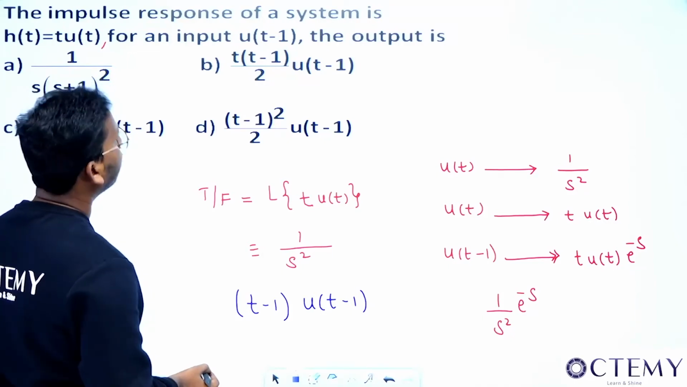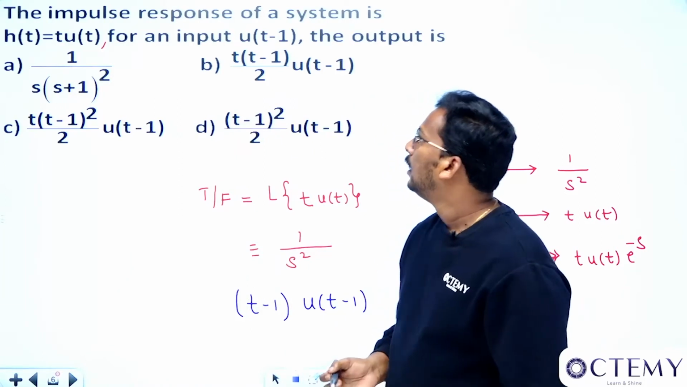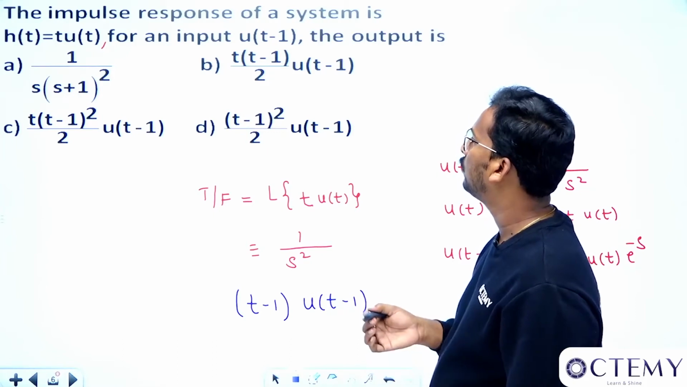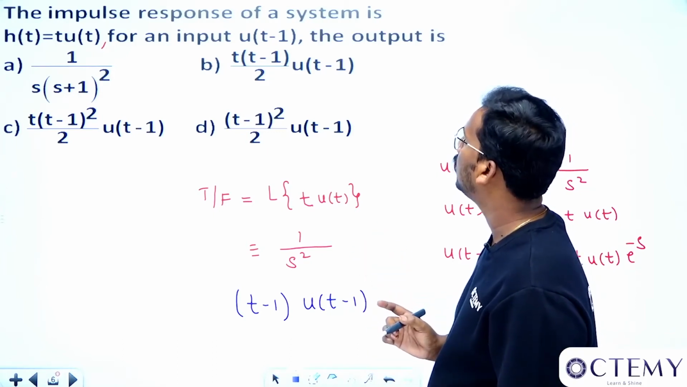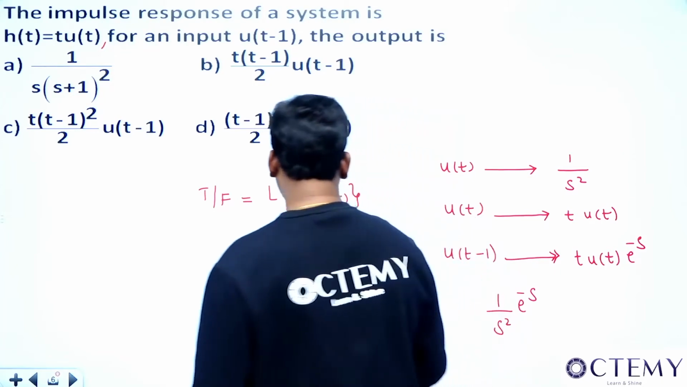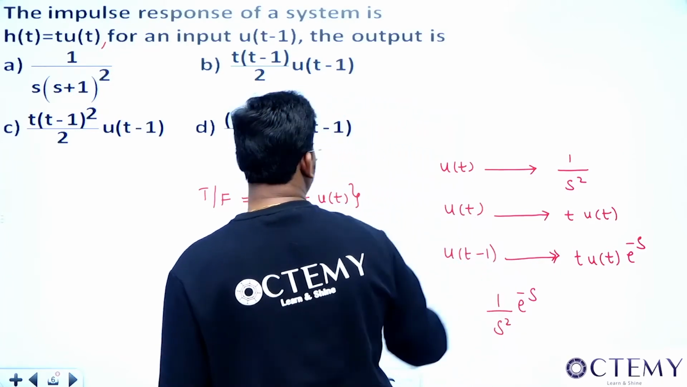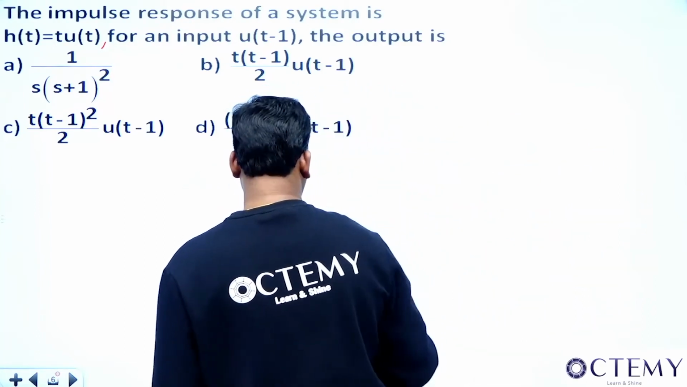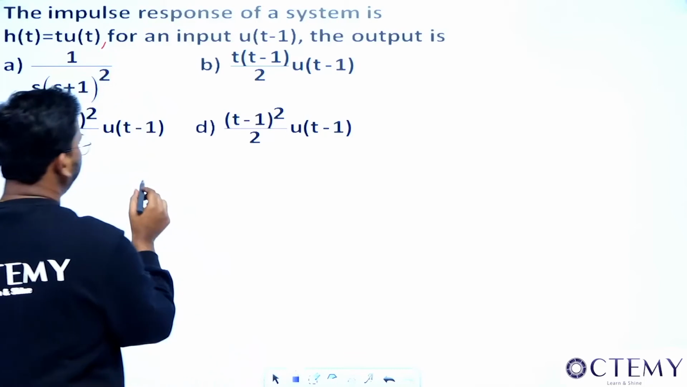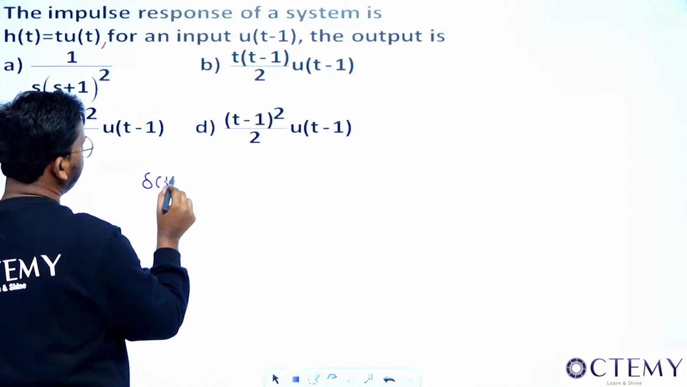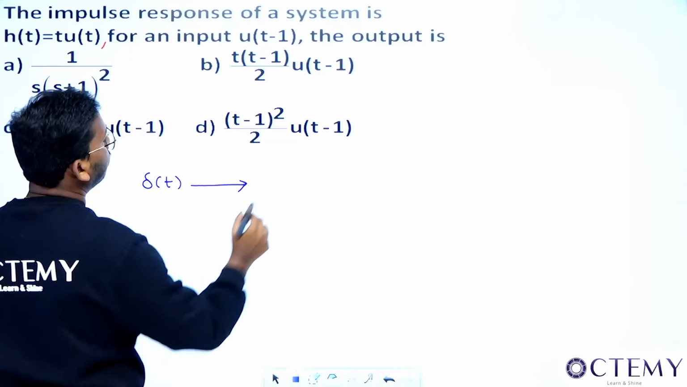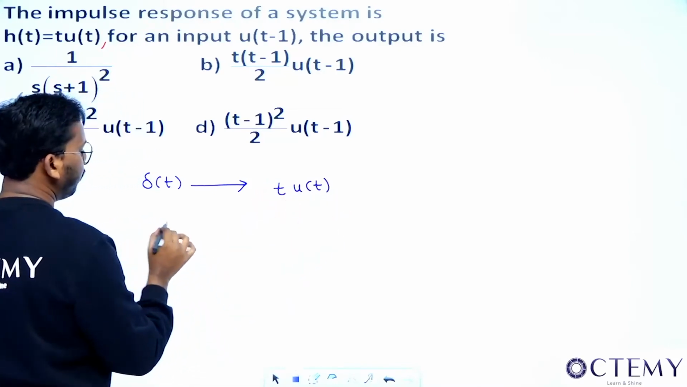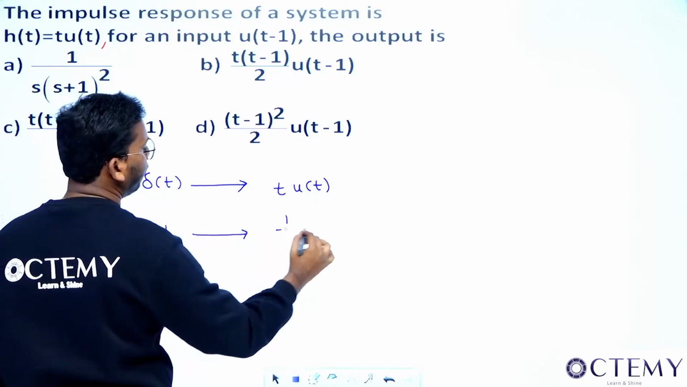So if I read the question again, there should be some printing mistake. The impulse response of the system is this. For an input this, then the output will be this. So when you give delta t, this is the input. Oh, we have to find the step response, then we have to do it, right? Just a second. So if delta t is the input, then what did you get the output as? You got it as t u(t), isn't it? That means when you gave 1 as input, it was 1 by s square.